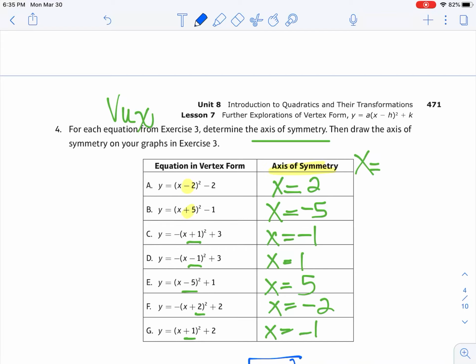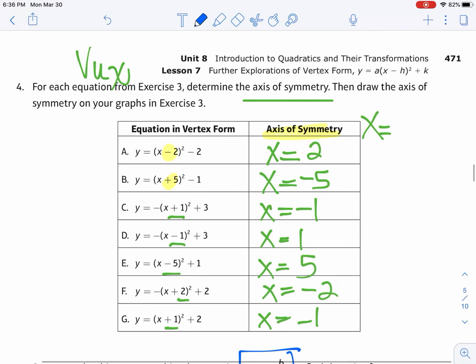All right, so now we're on page 471, Unit 8, Lesson 7. We're going to look at this next part. As you can see here, if you want to hit pause and just look at what I'm doing, in this example we're just finding the axis of symmetry given the vertex form. And I've always said if you have the vertex, you have your AOS.